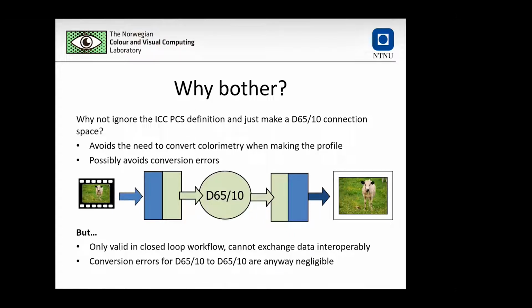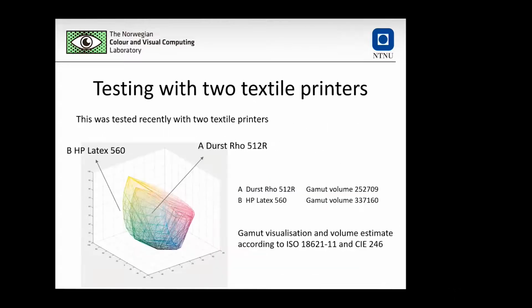And as we've shown, the conversion errors for D65 10-degree back to D65 10-degree are negligible, and they're just limited to the data precision and also any transform model error, which is completely separate from the illuminant. Because there are still people who don't quite get this, we did some testing to show it. So we started with two textile printers, an HP Latex 560 and a Durst Rho 512R.